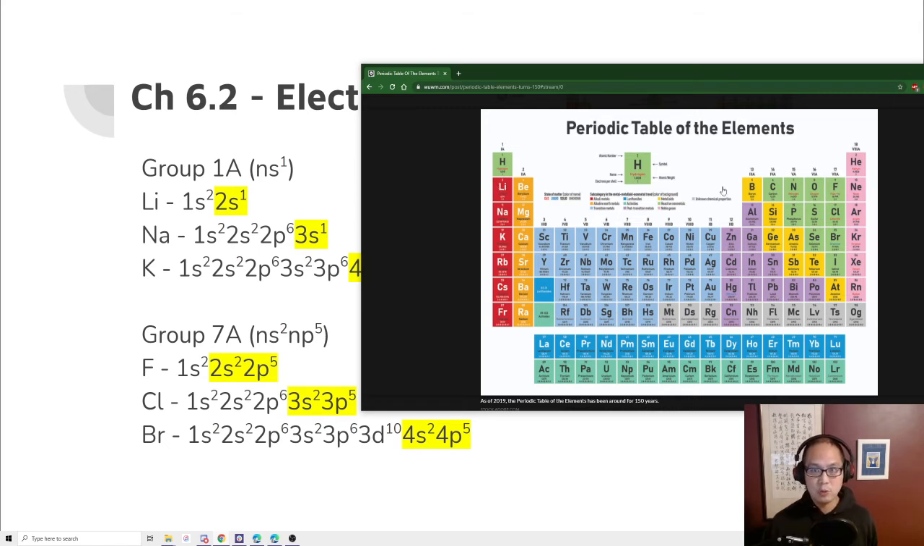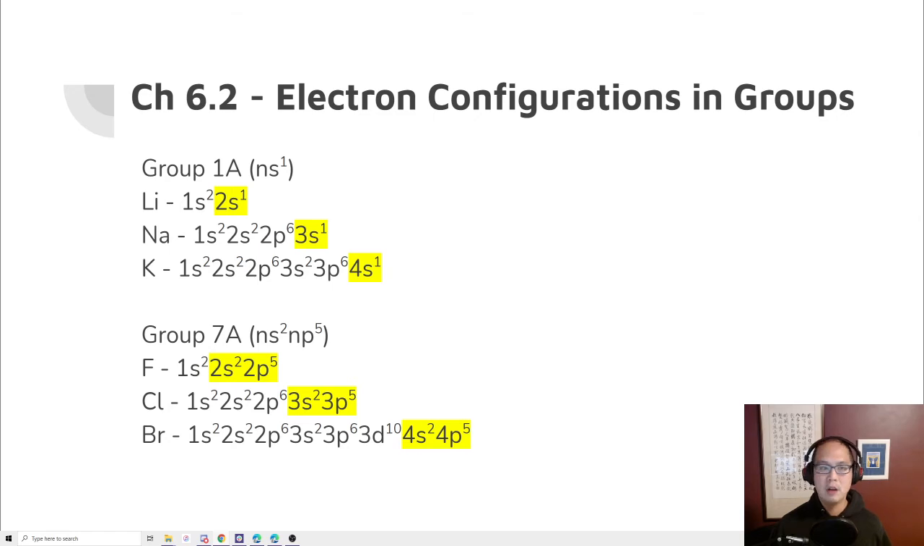Fluorine is in row 2. So we put n equals 2, and it ends 2s2, 2p5. Chlorine is in row 3. It ends in 3s2, 3p5. Bromine is in row 4. It ends in 4s2, 4p5. Again, the pattern just keeps repeating itself. In the periodic table, the pattern is just going to keep repeating itself over and over again.